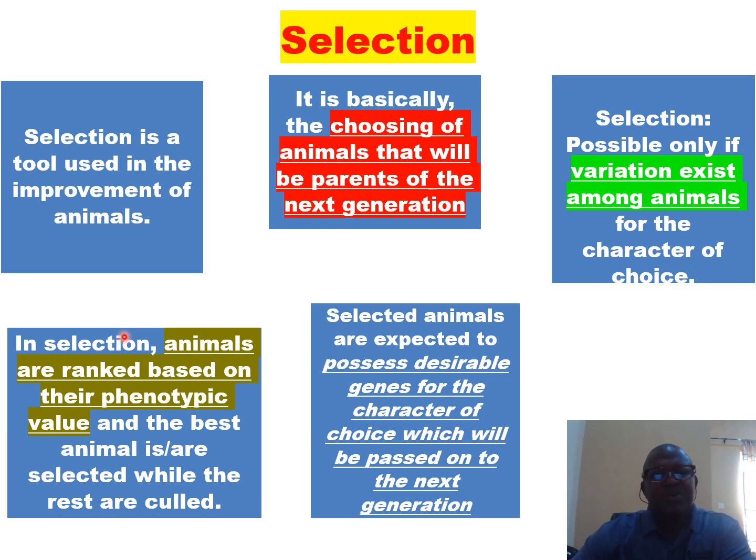The phenotypic value is the measurable attributes that we measure in the animals, such as number of eggs laid, body weight gain, and so on. The value we attach to those traits is what is referred to as the phenotypic value. Animals that are selected are expected to possess desirable genes for the characters of choice, and because they've been selected, these desirable genes can be passed on to the next generation.